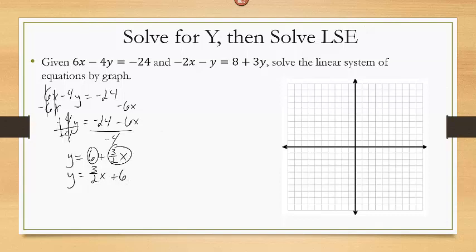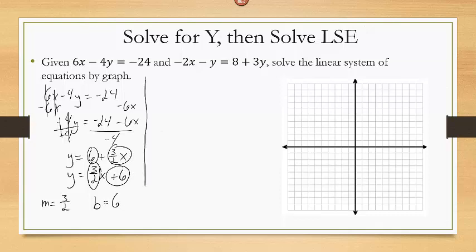Our slope of y equals 3/2 x plus 6 is m equals whatever is in front of our x, which is 3 over 2. Our b is whatever we're adding to the x, or subtracting from x, which is going to be positive 6.